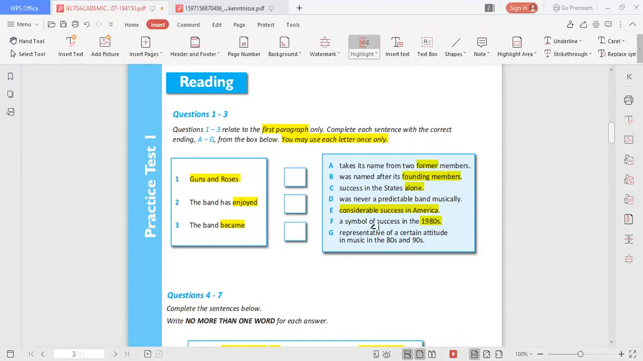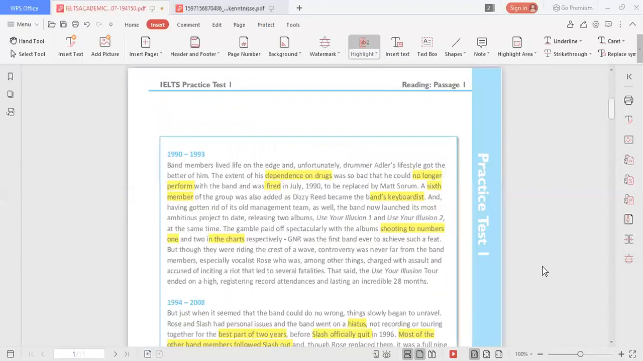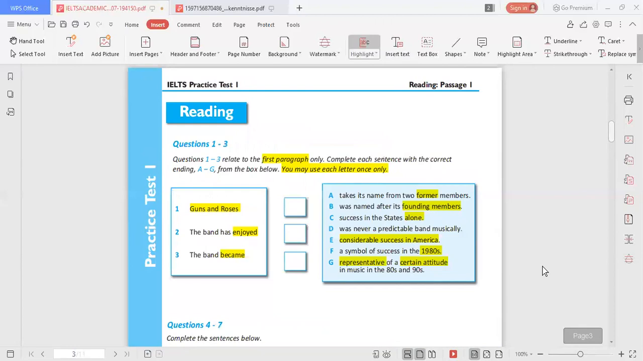And this is actually the correct answer, because you have the word representative, which is similar to the word we read, symbolize. If you have a symbol, it represents something, a certain attitude, okay? A certain attitude. What is this attitude? The attitude is rebelliousness. That is what we see here. So that was the symbol associated with the band. So that makes G our answer.